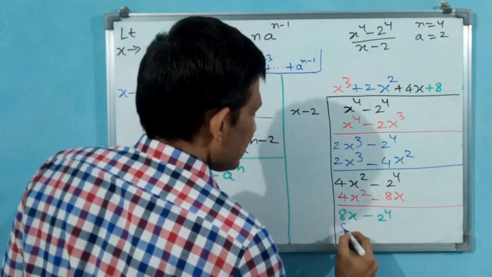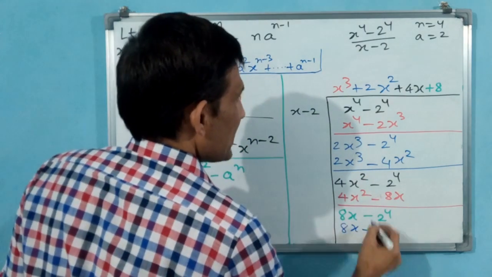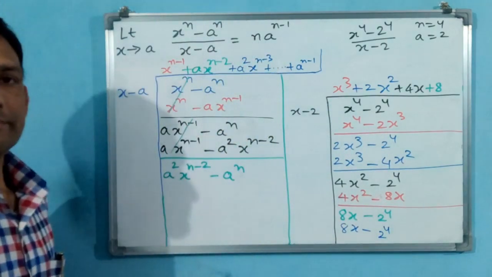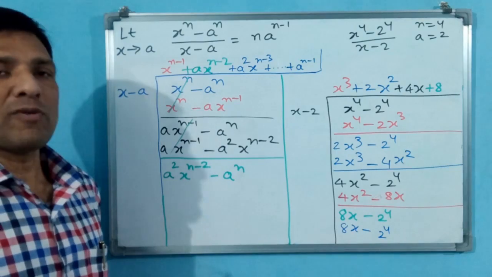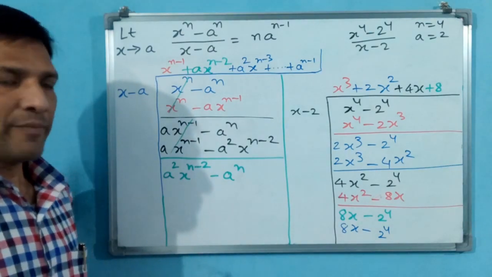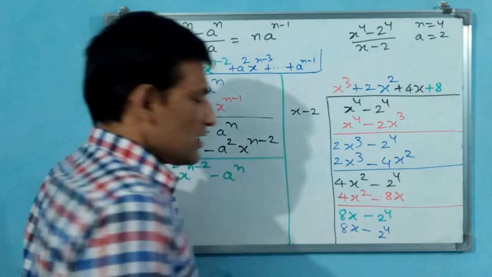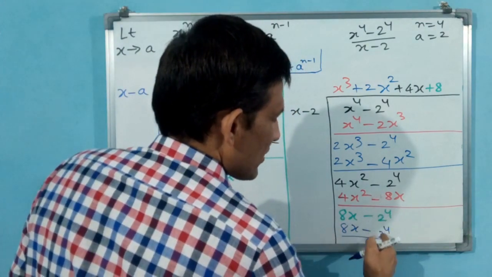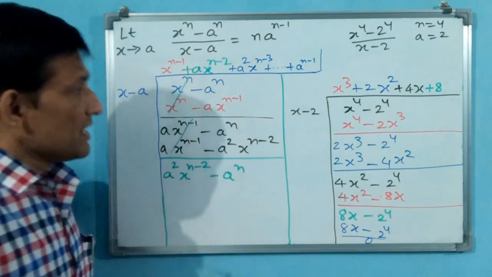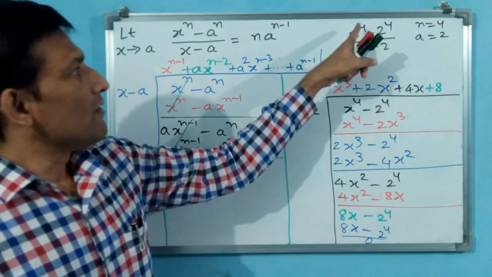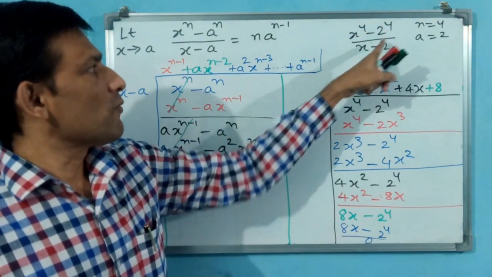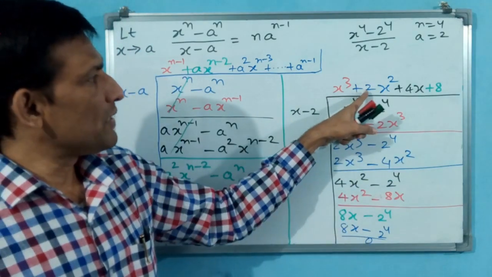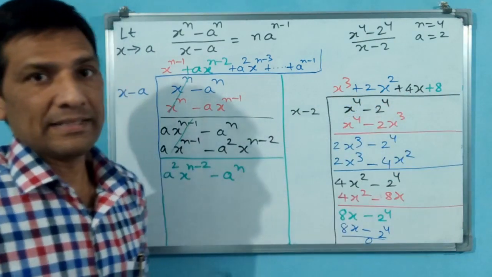8 into x, 8x. Minus 8 into 2, 16. 16 I will write as 2 to the power of 4. 2 to the power of 4 means 16, 2 to the power of 3 is 8, 2 to the power of 2 is 4. Now there is no more calculation. Why? Because 0 has come. 8x minus 8x is 0, 2 power 4 minus 2 power 4, 0 has come. Now you can say this is your final result. When you divide x power 4 minus 2 power 4 by x minus 2, the result will be x cube plus 2x square plus 4x plus 8.